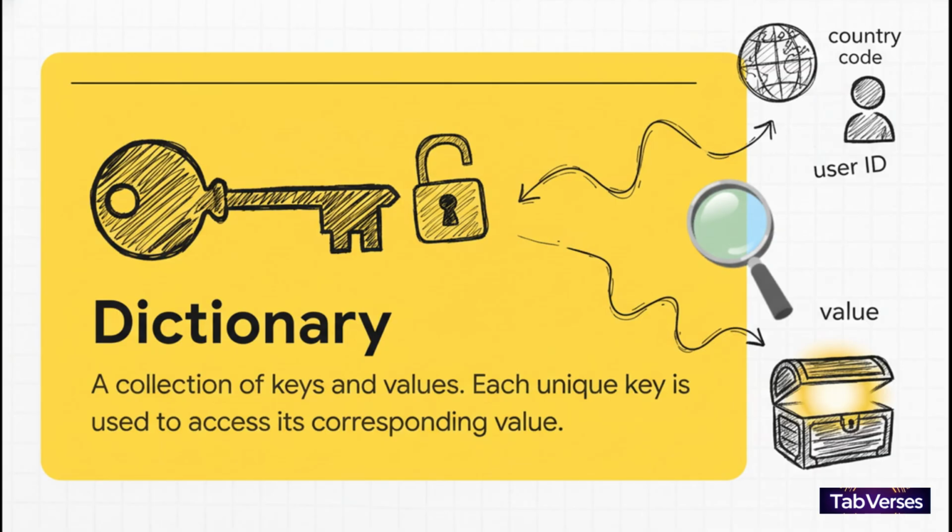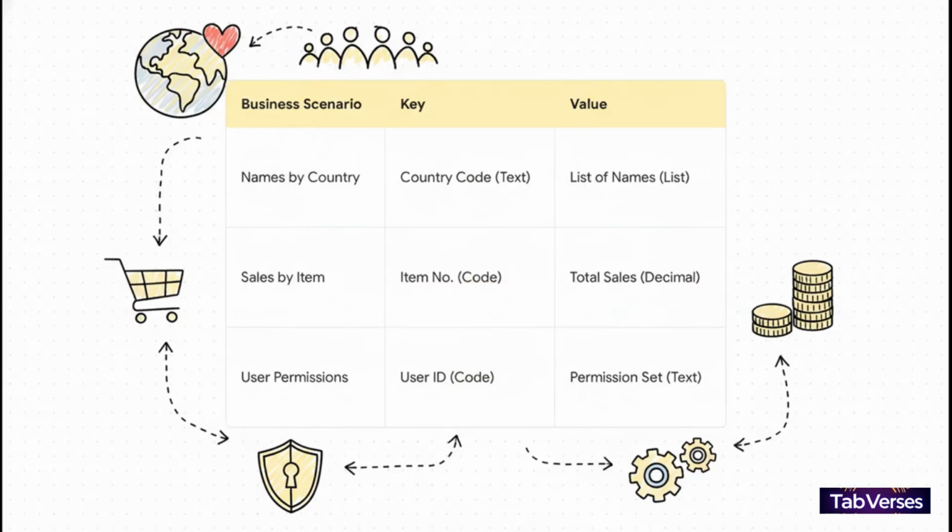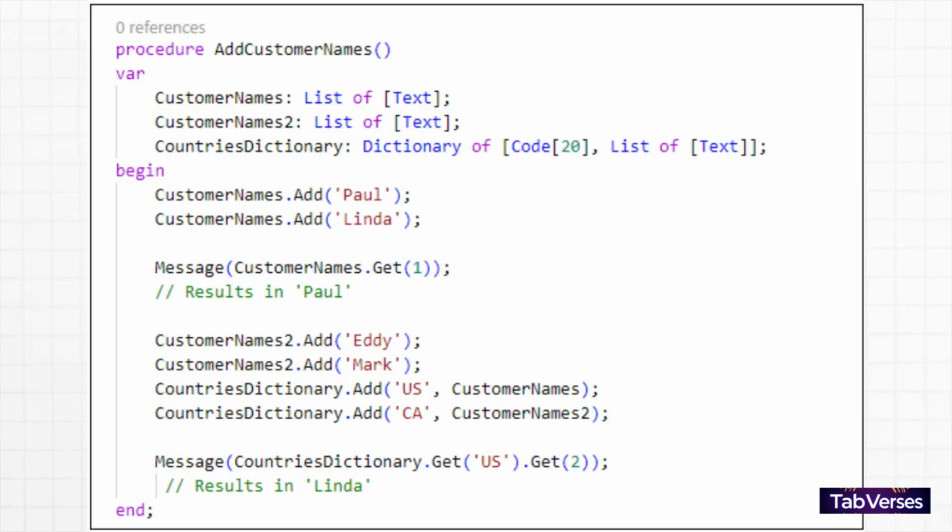No more counting positions. And this is where you really see the magic of dictionaries in Business Central. You can structure complex data in a way that just makes sense. For instance, you could use a country code as your key, and the value could be an entire list of customer names for that country. This makes finding your data insanely fast, and your code becomes so much cleaner and easier to read.